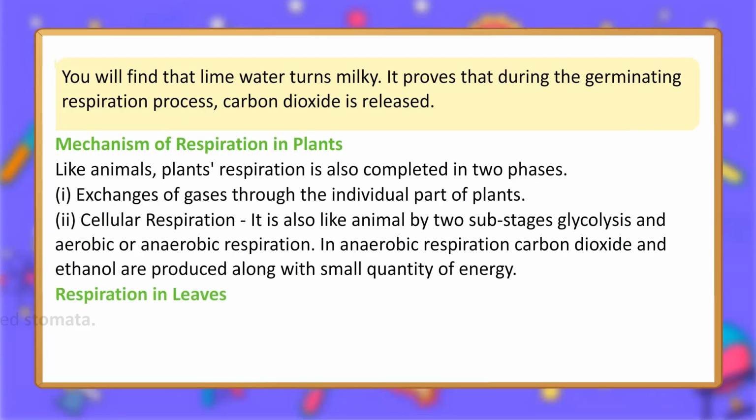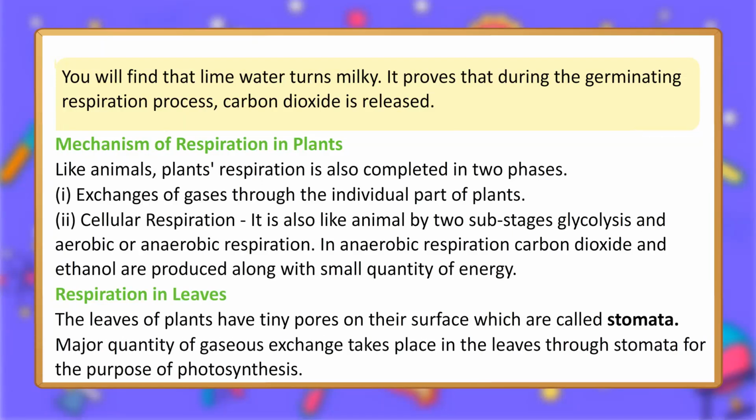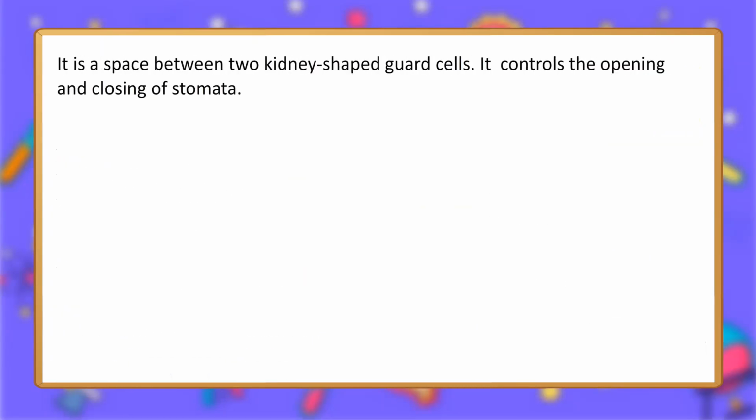Respiration in leaves. The leaves of plants have tiny pores on their surface which are called stomata. A major quantity of gaseous exchange takes place in the leaves through stomata for the purpose of photosynthesis. It is a space between two kidney-shaped guard cells. The guard cells control the opening and closing of the stomata.